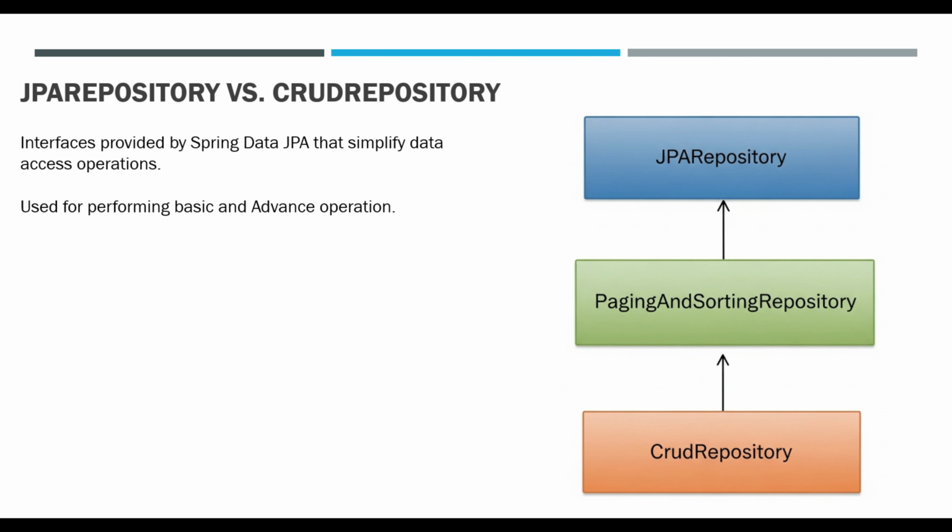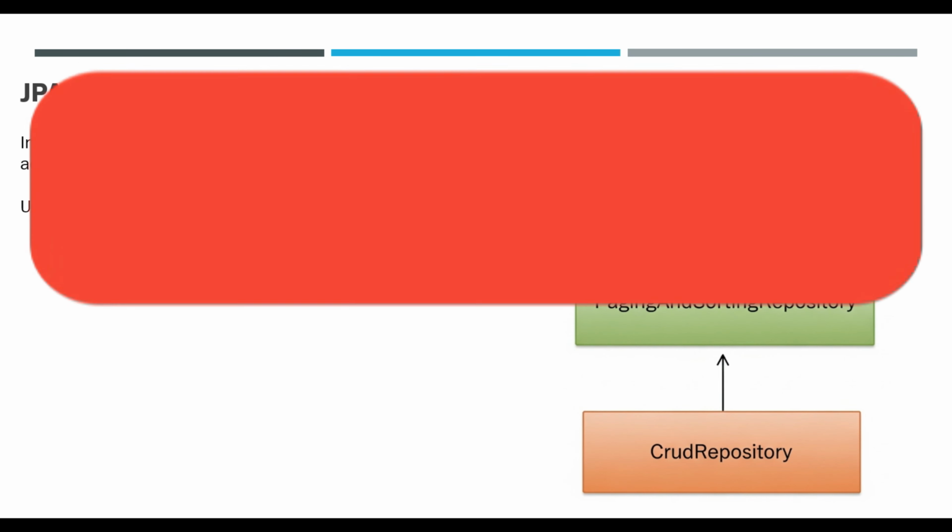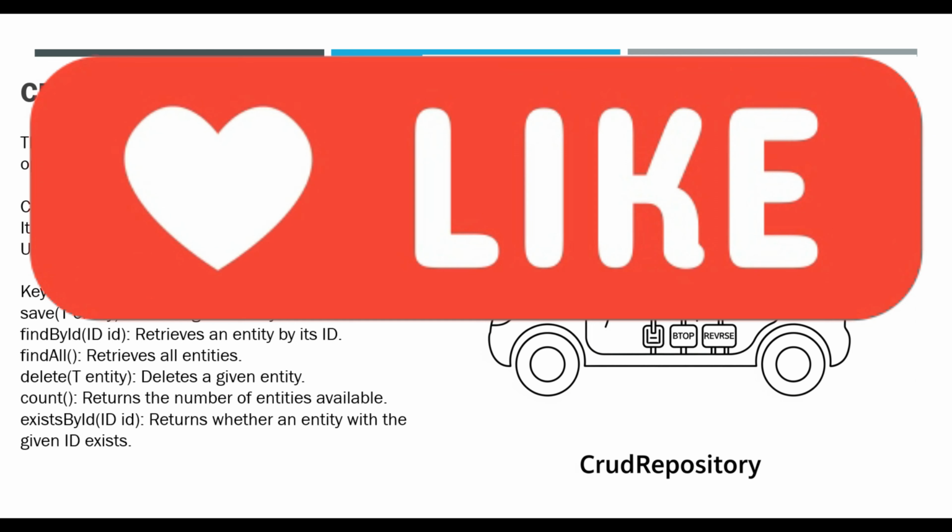We will give you a related example, but just think of this. The CRUD repository is at the base, and pagination and sorting will extend that. Then you will have a JPA repository, which again extends from the pagination and sorting and the CRUD repository. So the JPA repository is the combination of the CRUD repository plus the pagination and sorting. I'll give you the example.